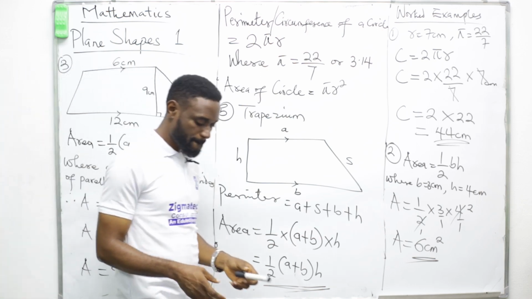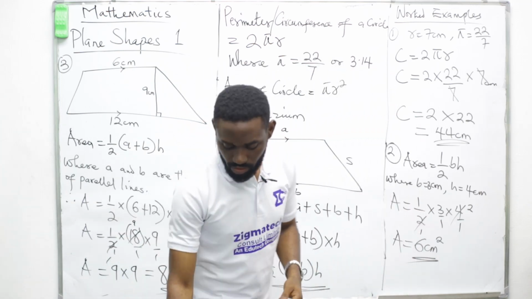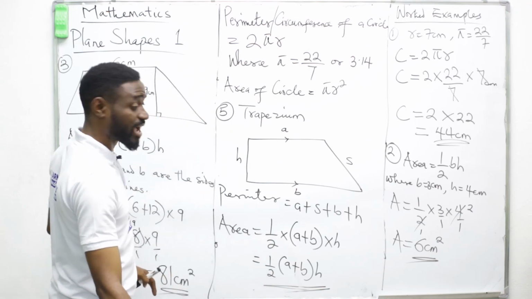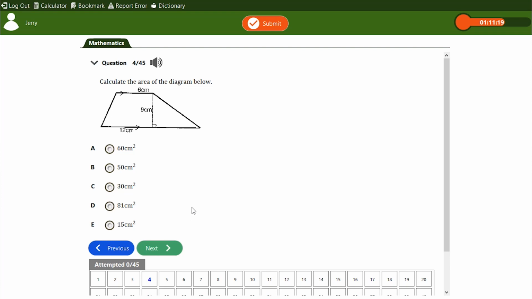Areas are measured in square meter or meter square, whichever one that you're given. So we have option D as the correct option, or the correct answer.